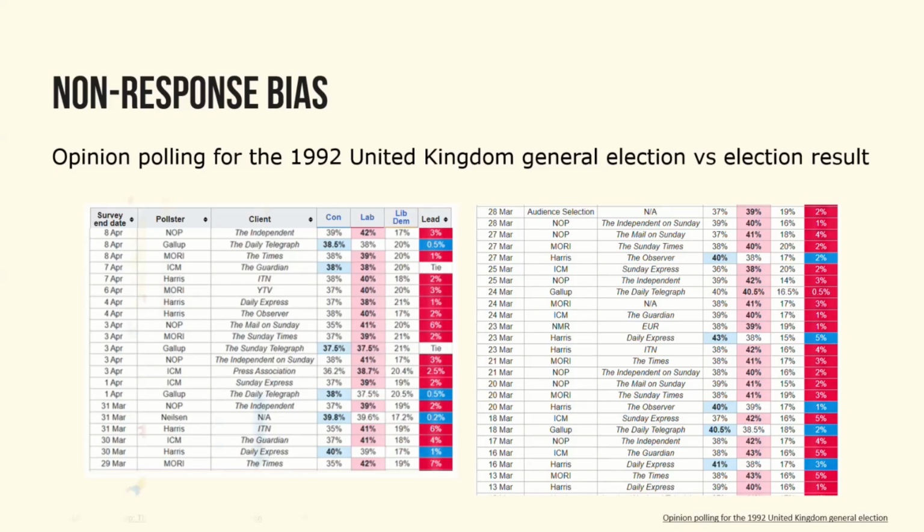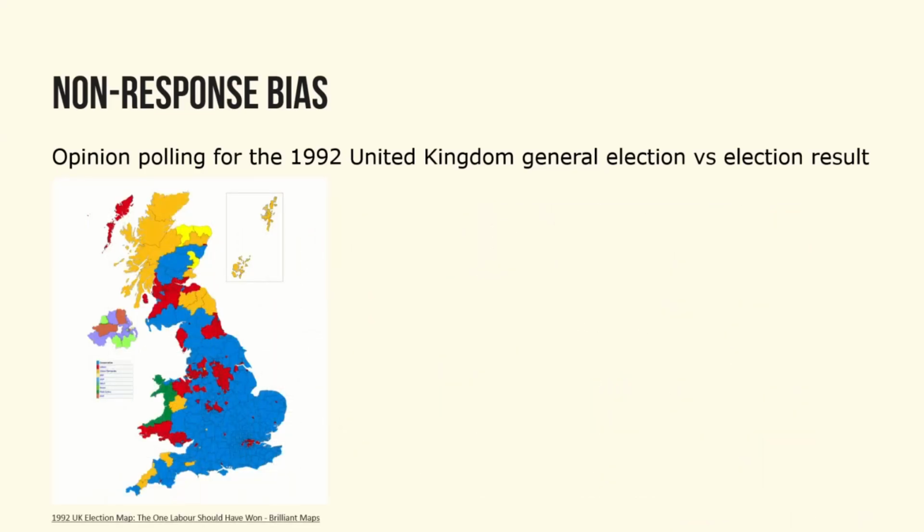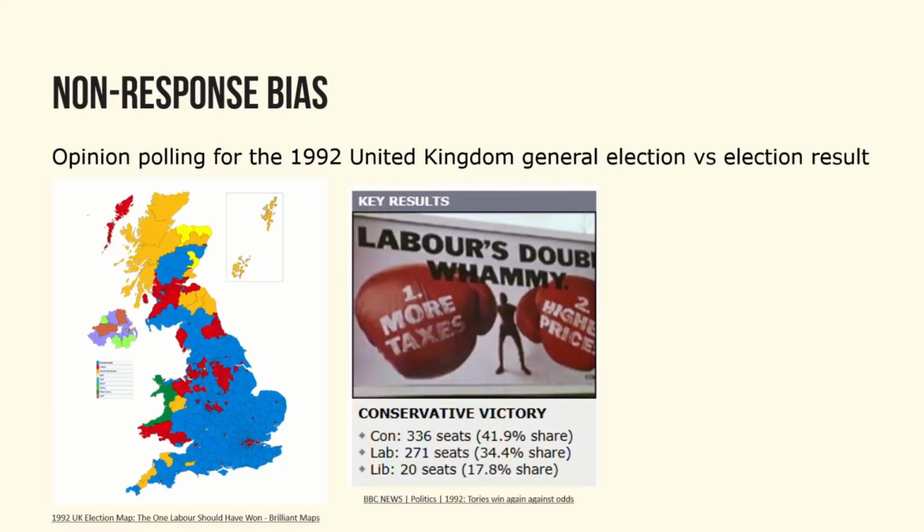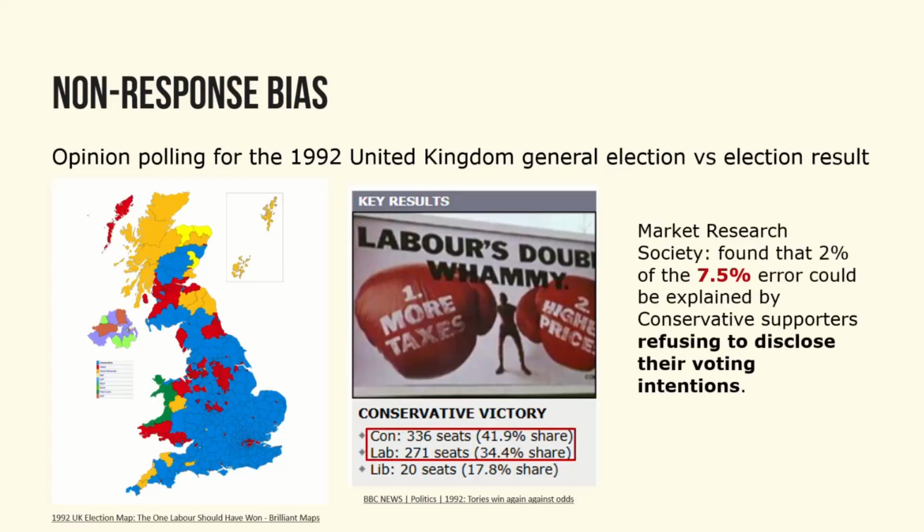But what happened? Well, we have here a map of the UK, and blue again shows the votes for Conservative, and they actually won. They won by a 7.5% difference. And I think it left everybody so flabbergasted that they got the Market Research Society involved. What they found was that 2% out of the 7.5% error could be explained by Conservative supporters not disclosing their voting intentions.